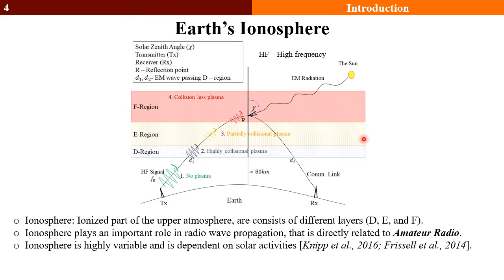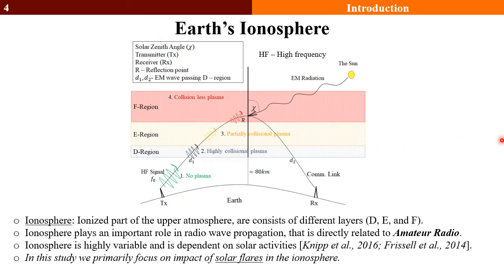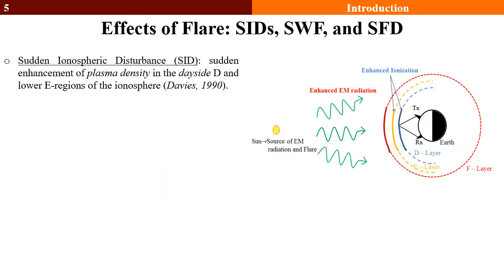The ionosphere is highly variable and it's dependent on solar activity. If something happens on the input from the solar drivers, the response of the ionosphere and its impact on the traveling radio waves changes. So we are primarily focused on the impact of the solar flare in the ionosphere here. So what are the effects of the solar flare?